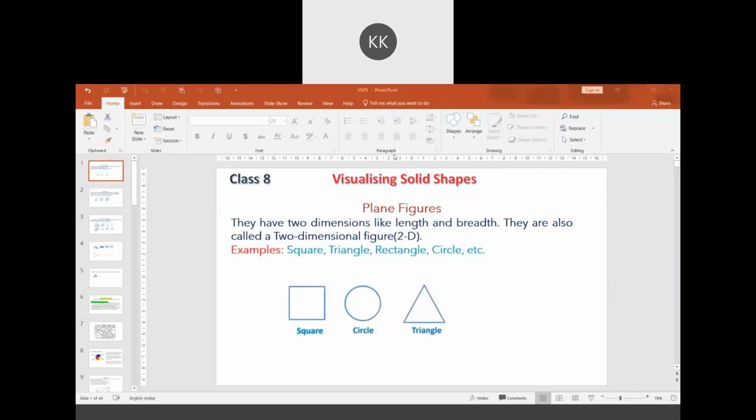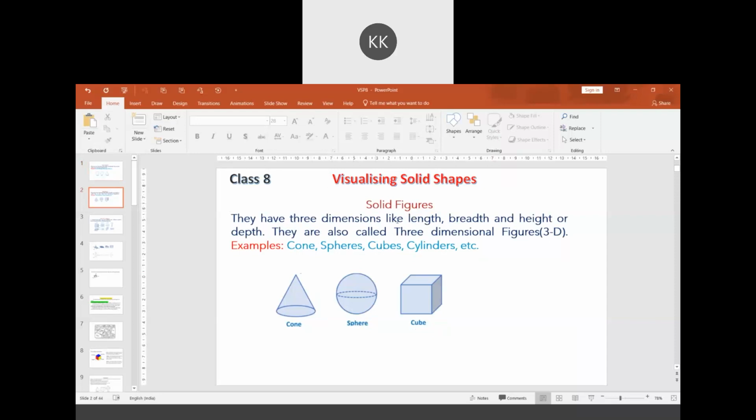This is the last topic, visualizing solid shapes. Before we start with solid shapes, let us recall 2D figures, two-dimensional figures. They are also called plane figures. They have only two dimensions, like length and breadth. For example, square, circle, triangle, and all the quadrilaterals, polygons, they are all two-dimensional figures.